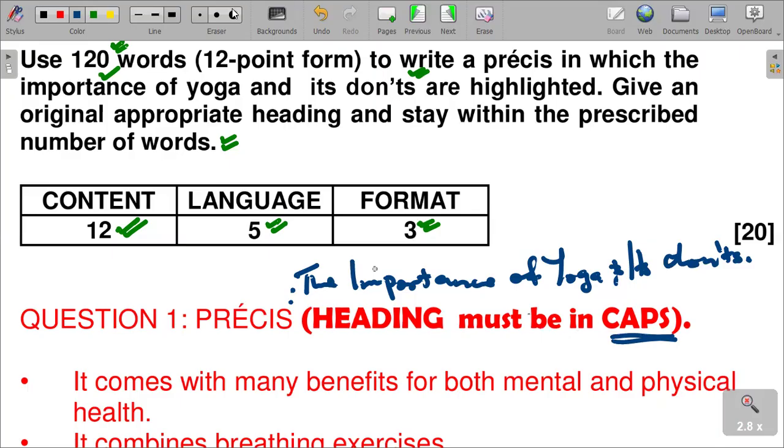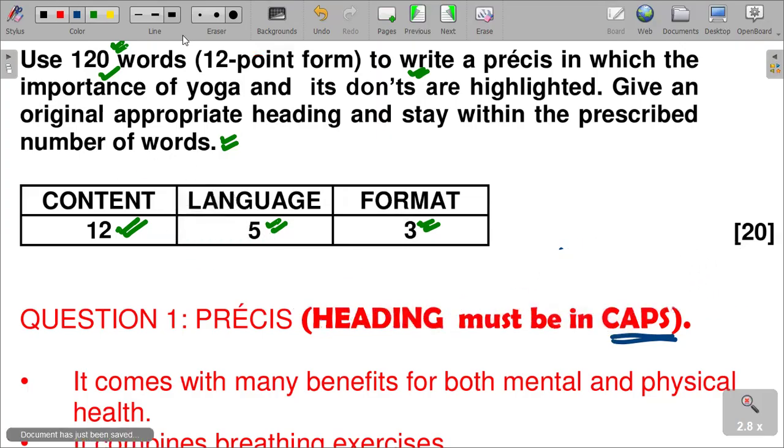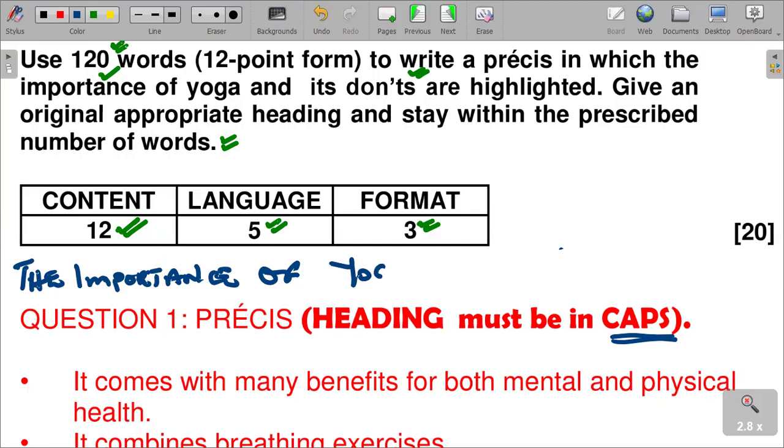So maybe let me just put it so then you know, sometimes you tell students and then they don't do what you have told them to do. Sometimes you do find people doing their own. So the heading here is that it's a precis, of course, and then the importance of yoga and its don'ts. This is what you should put. That's the heading, the importance of yoga and its don'ts. But the word precis is at the beginning there.